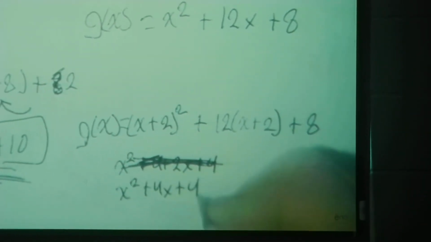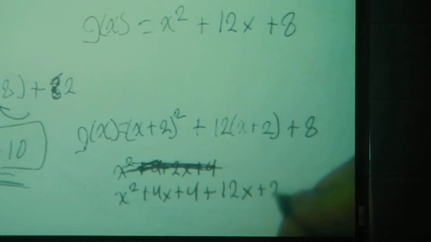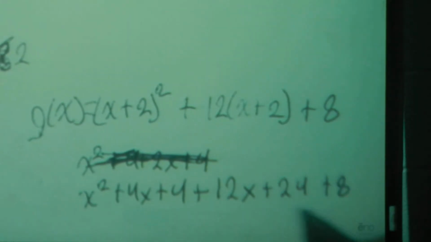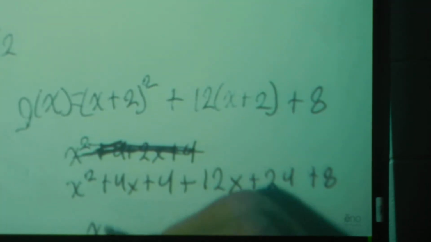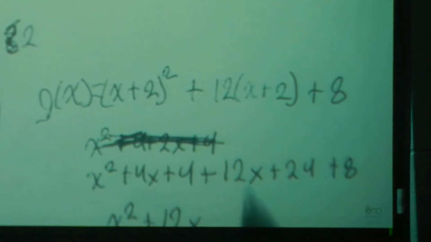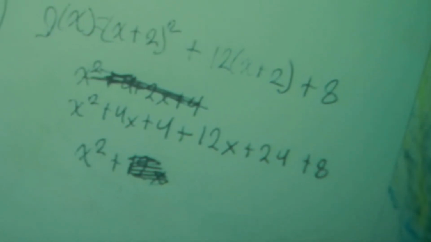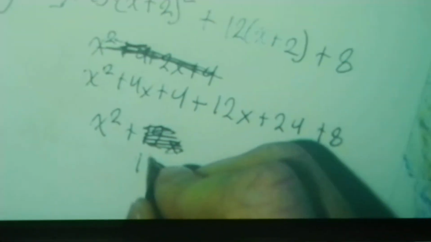Plus 4x plus 4. We're going to simplify this out and get 12x plus 24 plus 8. Now you combine like terms. We have a plus 4 here, 24, that's 28. Plus 8 is 36. So we're going to have x squared. We have a 4x and a 12x. You're going to combine those. Get 16x plus 36.